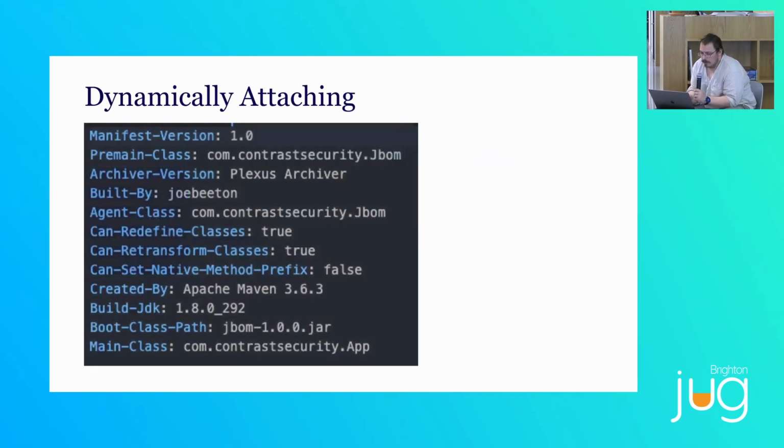So this is what the manifest looks like for the agent jar. There's a few interesting things in here. So you have the Premain-Class and Agent-Class. So Agent-Class is what we saw a minute ago with the agentmain method. And later on you'll see it attached statically from the startup.